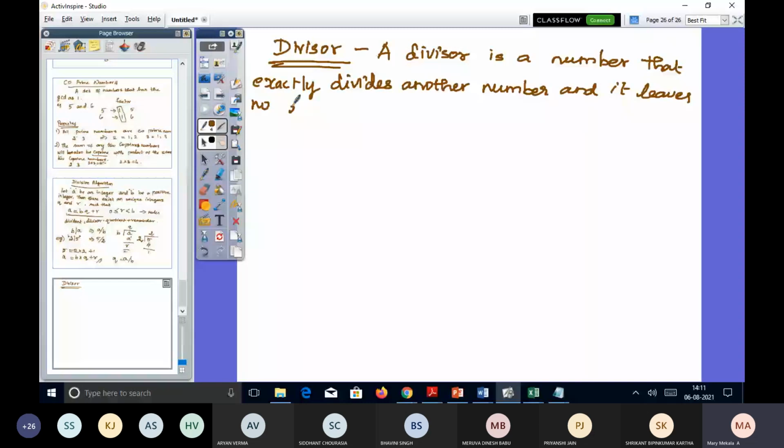Fine. Okay. Suppose if there is a number A and you have another number B. So now we are going to divide. B divides A. So what will happen? The remainder should be equal to 0. That is the meaning. Okay. So just now I told you here. So if you want, I can write that also.